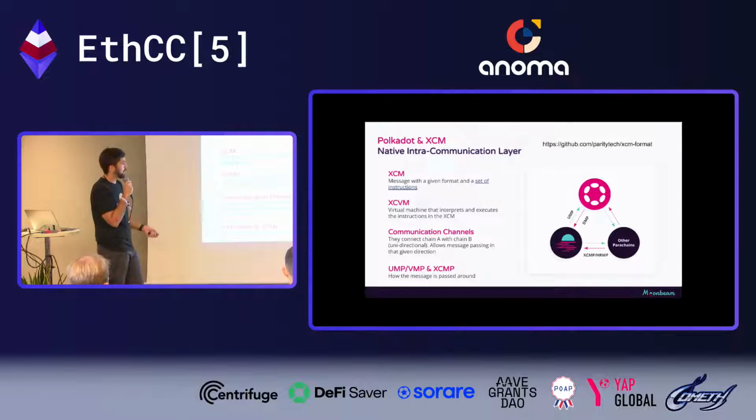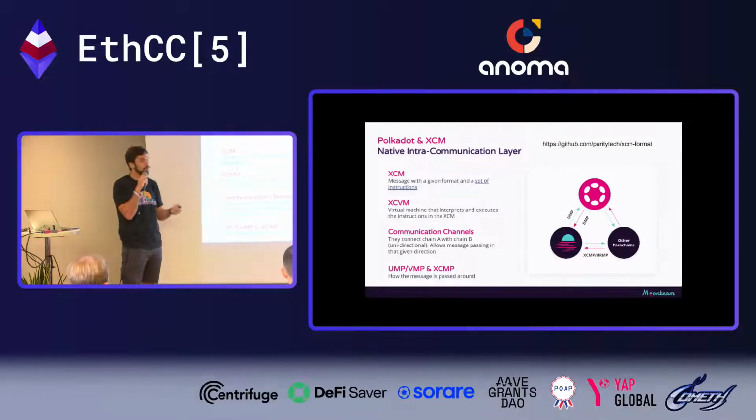And then there are different transport protocols, right? The transport protocols are the way the messages are moved. So if it's from the parachain to Polkadot, then it's UMP. If it's from Polkadot to Moonbeam, it's DMP. And between parachains, it's either XCMP or HRMP. It just depends right now on the technology.